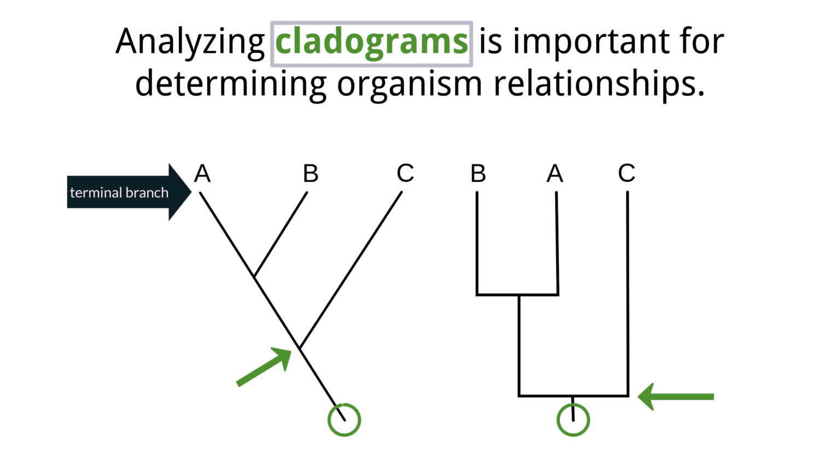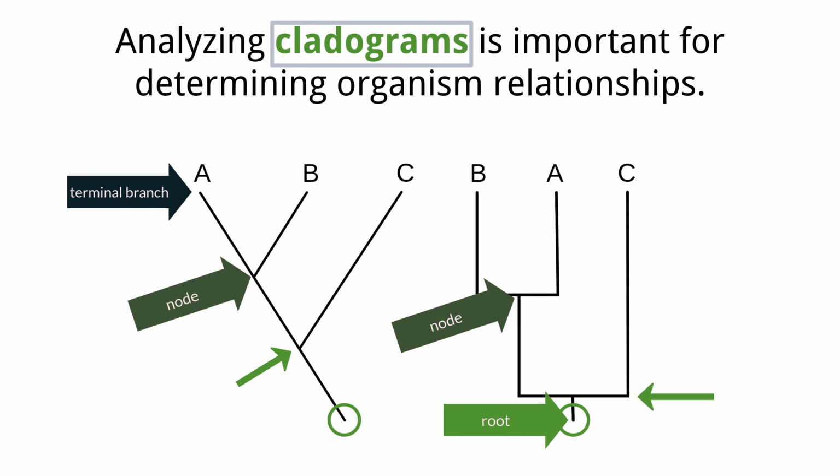The end of each line is called a terminal branch, and the stem of the entire cladogram, which represents the distant common ancestor to all of the terminal branches, is called the root. Each branching point is called a node, which is generally when one line splits into two groups, though in some cases it can split into three or more than three.